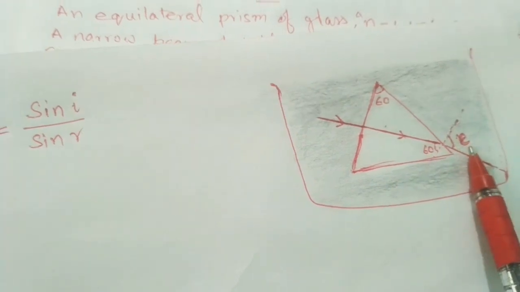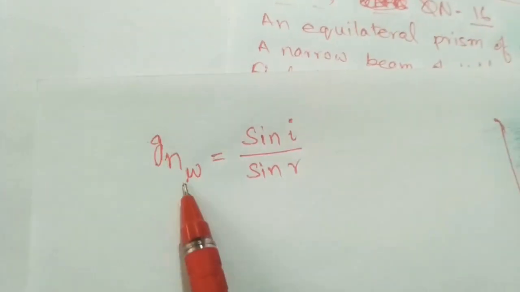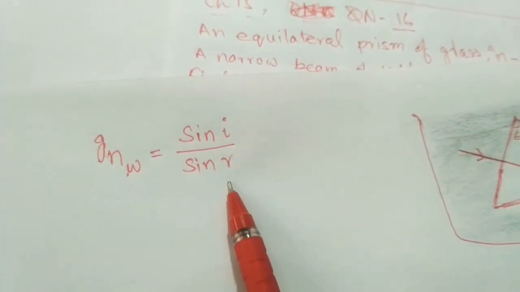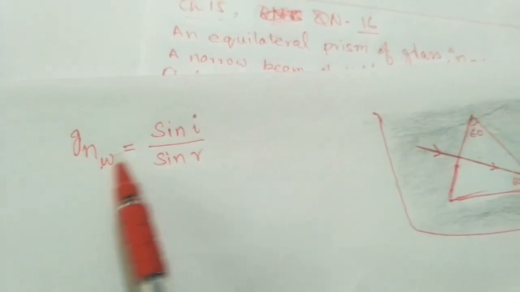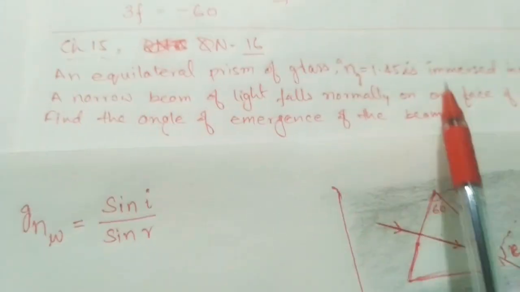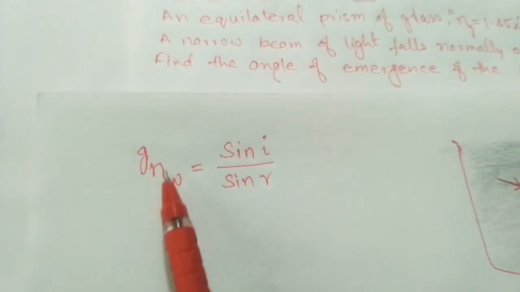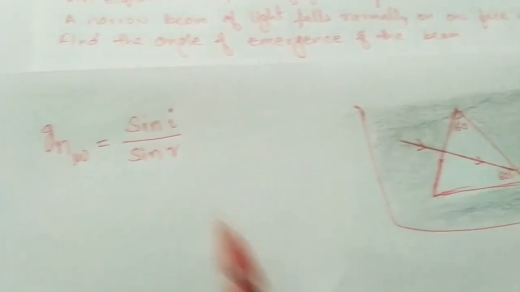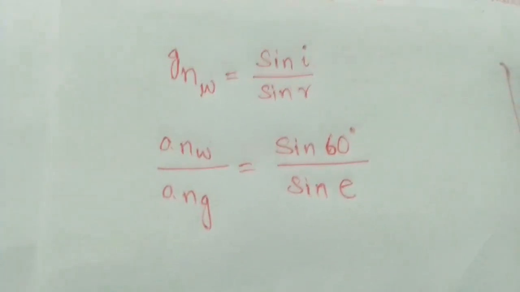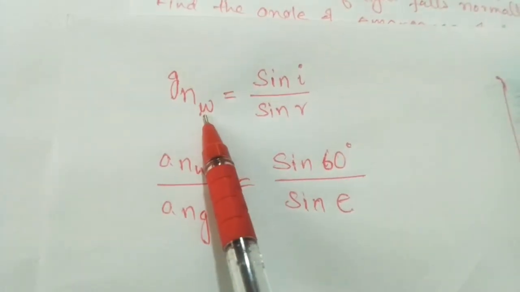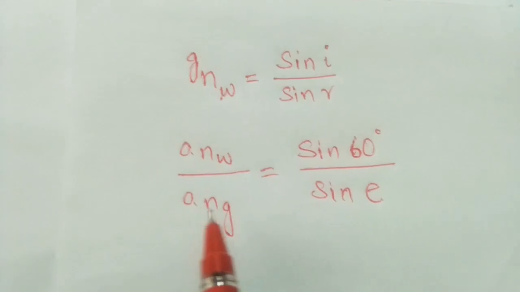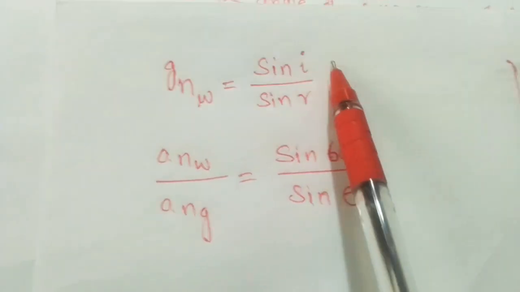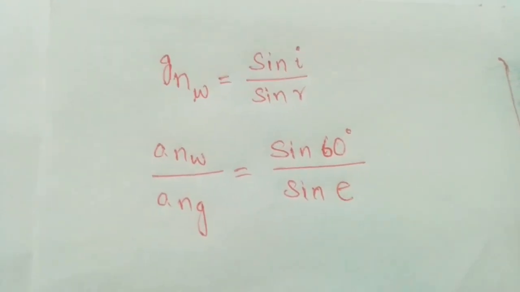According to Snell's law, the light is going from glass to water, so sin I by sin R equals refractive index of glass to water. The glass-to-water index is not given in the question, nowhere, so we will split it. The angle of incidence is given, and the angle of emergence we have to find. Let's fill all the values. So it is the second medium's refractive index upon the first medium's refractive index. Now sin I is sin 60 and sin R is the emergence.